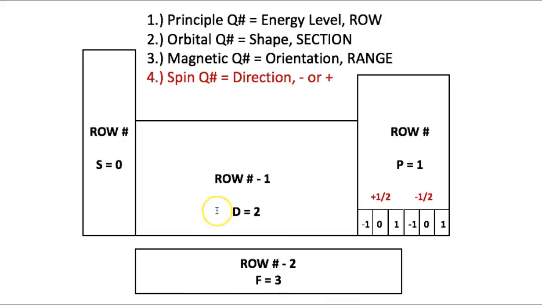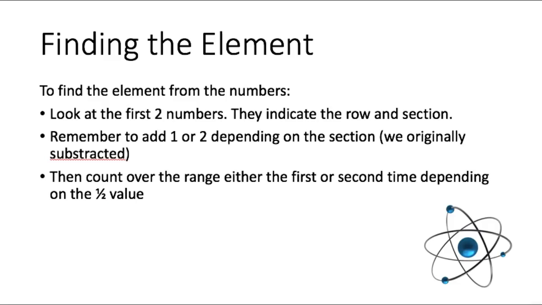Okay, likewise, if I'm up here in this middle section of the periodic table, if my second number is a 2, and my principal quantum number is a 5, I have to remember that when I got that 5, it was my row number minus 1 that gave me a 5. So I'm actually looking in row number 6. So keep that in mind when you're looking at a quantum number. Remember to add 1 or 2 depending on the section, and then count over the range either the first or second time depending on the value of the spin, if it's positive or negative 1/2.